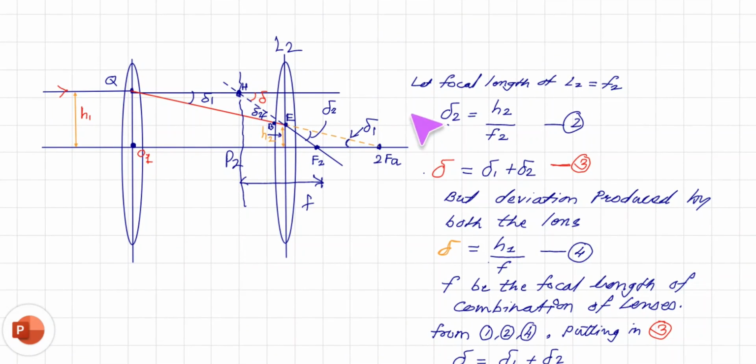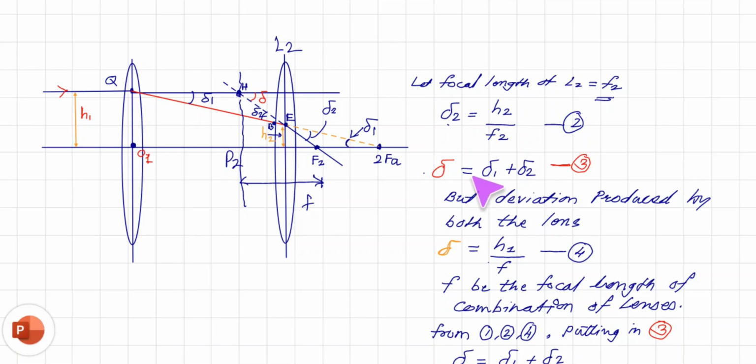Similarly, we can see that the focal length of L2 is, let us consider, f2. This is small f2, remember that. Therefore angle delta 2 is the ratio of this height and the focal length of this L2, which we are considering f2. So delta 2 is equal to h2 upon f2, that is equation 2. But we know that this total delta is equal to delta 1 plus delta 2.